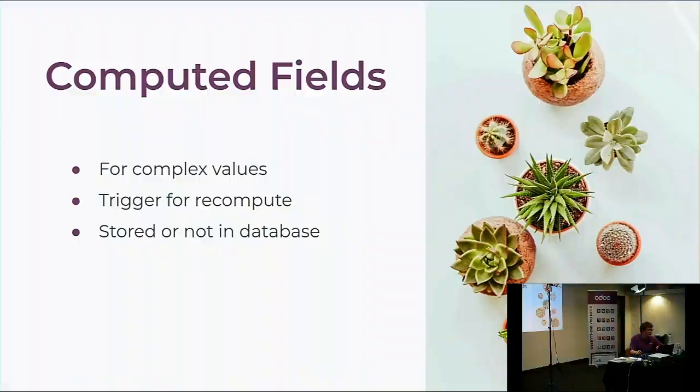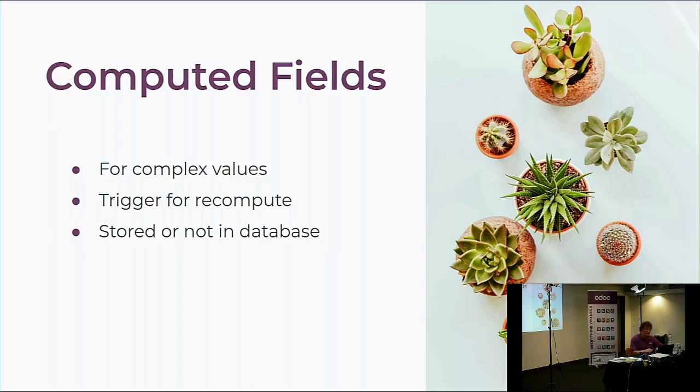For example, the computed fields. Some fields can be defined to be computed. It means that their value is the result of a computation. So when we do this, it is because the value is complex and it needs to be processed. Okay? For example, we could count the number of orders that sell a specific plant.